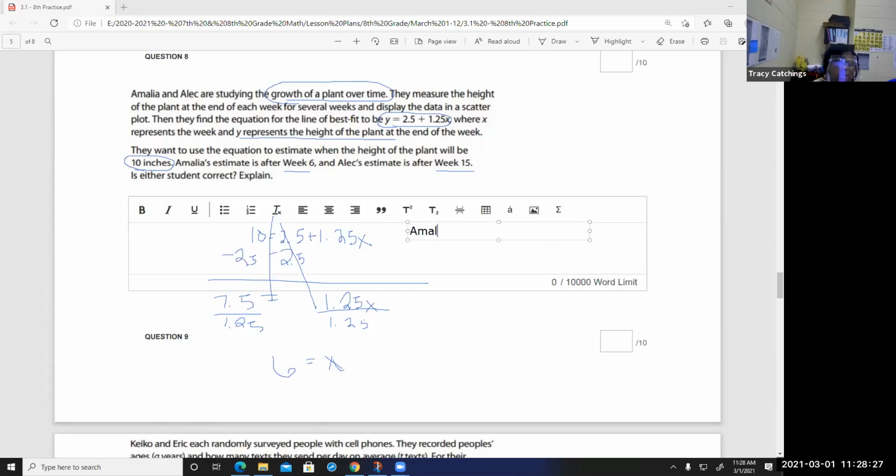All right, so we would say Amelia is correct. They said explain. Because I substituted 10 into the equation and solved and got 6.